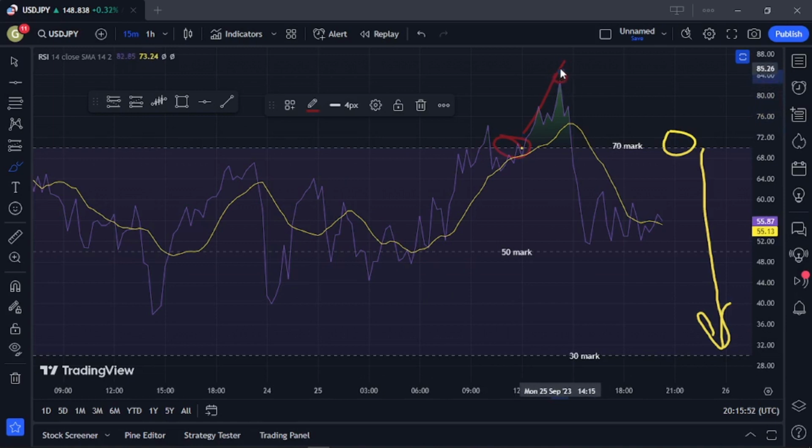So what is this telling you? This is telling you that once the market gets to this 70 mark, do not rush to trade it as a sell trade. Always look out for a break of structure. What I mean by break of structure is simply this: once the market gets to this 70 mark here, don't rush to enter, wait for it to drop down and break the recent past mark.